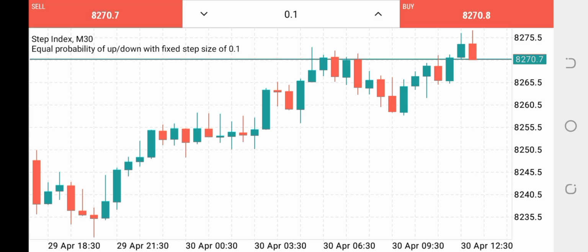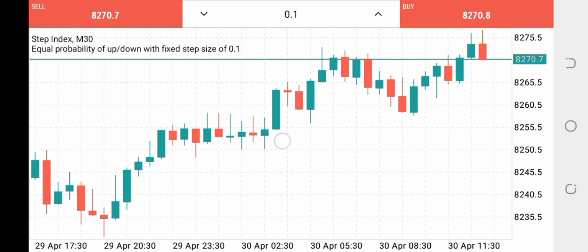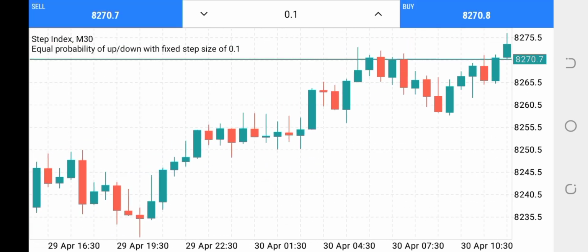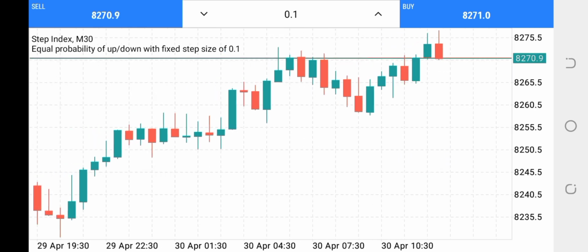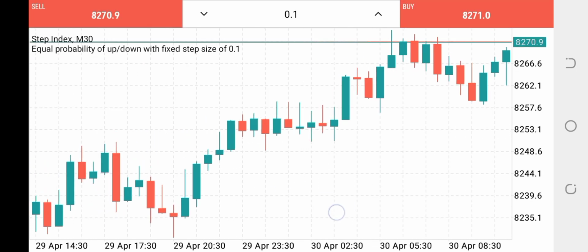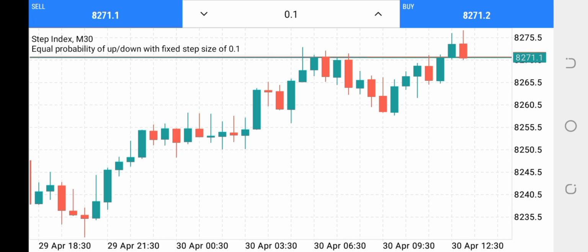So what's really the importance of these things that you can see on the chart? Their importance is that they show us the activity of the price for a particular pair.